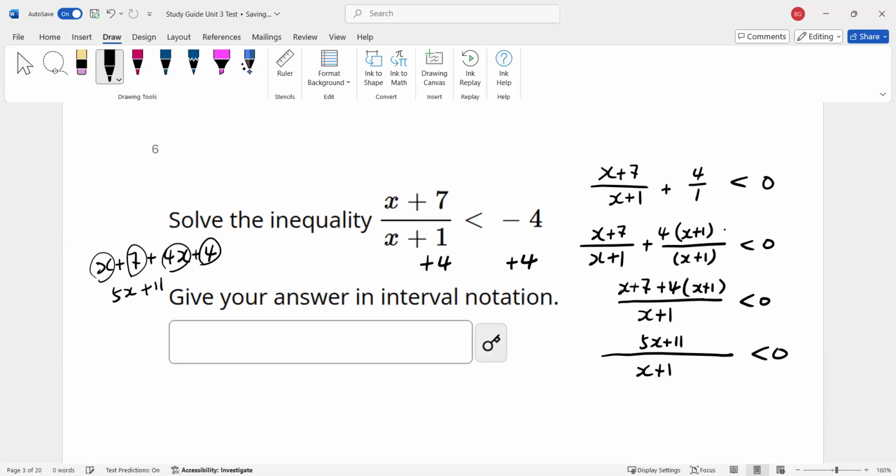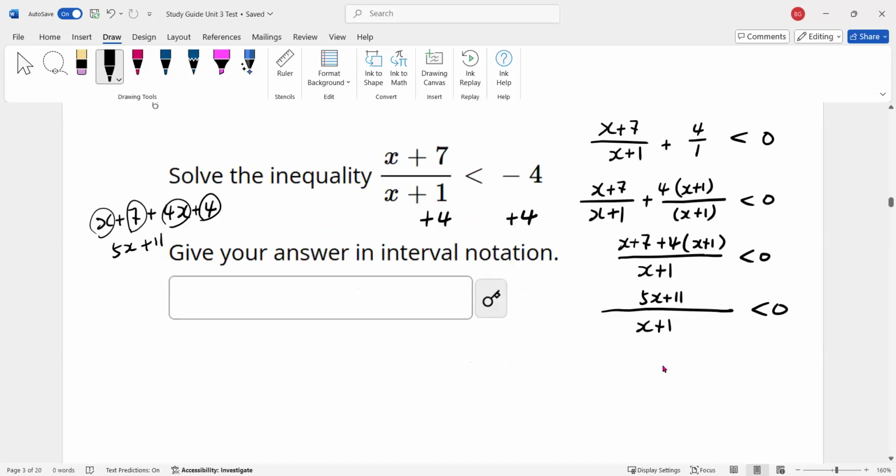So this upfront work to rewrite a rational inequality in the standard form is very, very important. And it's a good idea to double check. Just give me 1 second. Let me quickly double check it. x plus 1 on the bottom. Numerator x plus 7, 4x plus 4. So 5x plus 11. Okay, that's correct. And now we have the inequality in the standard form.